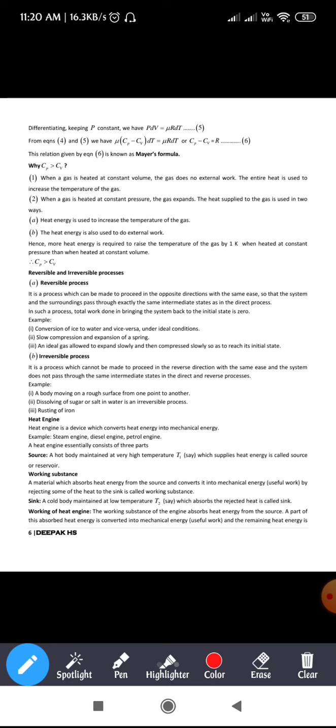Hence we say that Cp is greater than Cv, since work is done in the case of constant pressure. That is the meaning of why Cp is greater than Cv. Is it fine? Have you understood why Cp is greater than Cv?